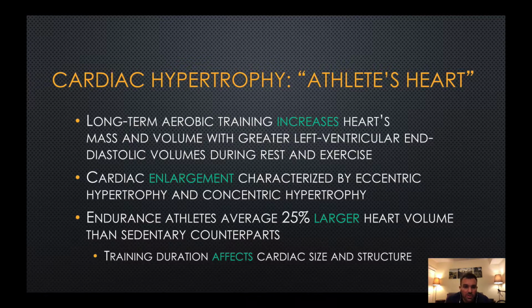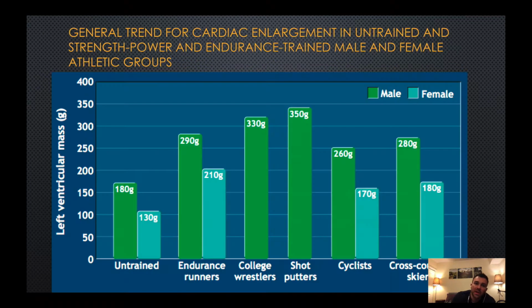So long-term aerobic training can increase the heart's mass and volume, with greater left ventricle and diastolic volumes during rest and exercise. So the left ventricle really is where we're going to see the change within the heart. Cardiac enlargement is characterized by eccentric hypertrophy and concentric hypertrophy. So we see it through both types of movement. Endurance athletes average 25% larger heart volume than their sedentary counterparts, and training duration affects cardiac size and structure. So how long you train for can have an effect.